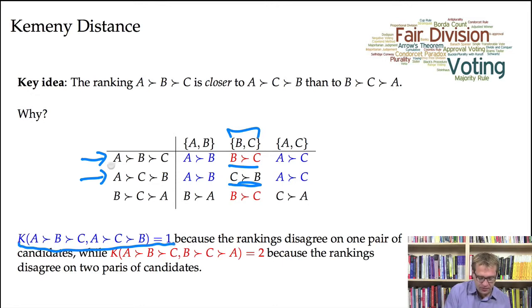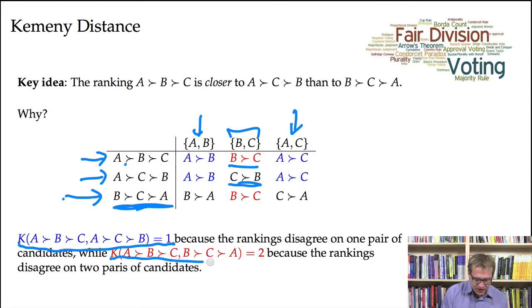However, A above B above C and B above C above A disagree on 2 pairs of alternatives. They disagree on the relative ranking of A and B and the ranking of A and C. So the Kemeny distance there is actually 2.